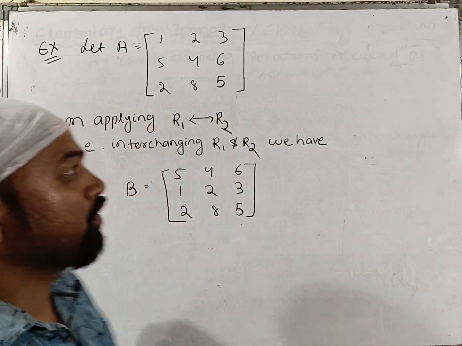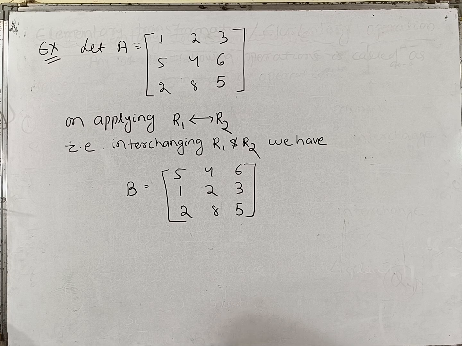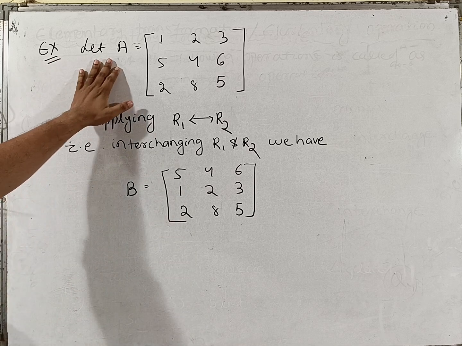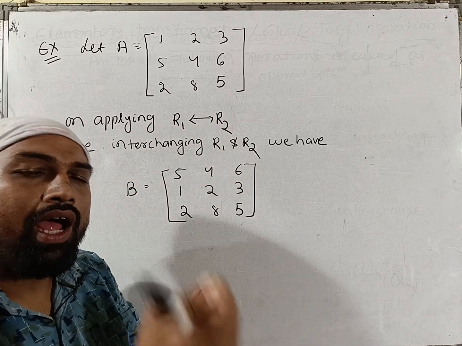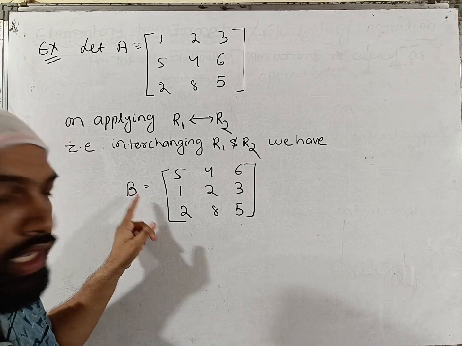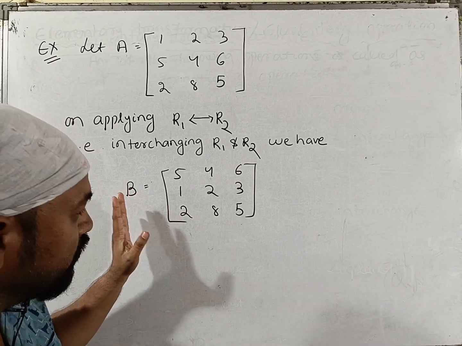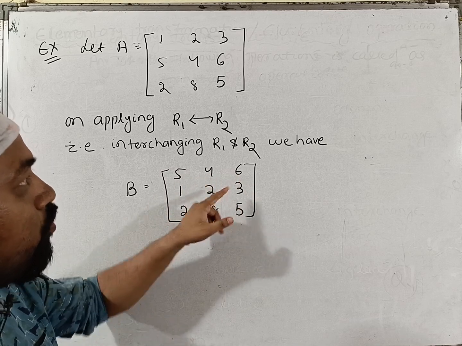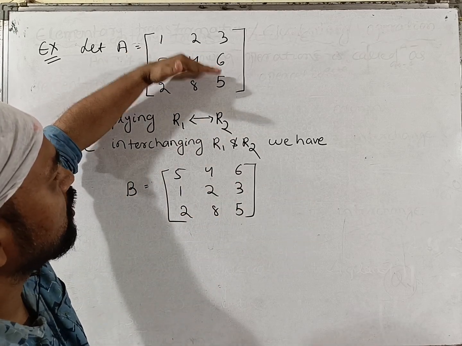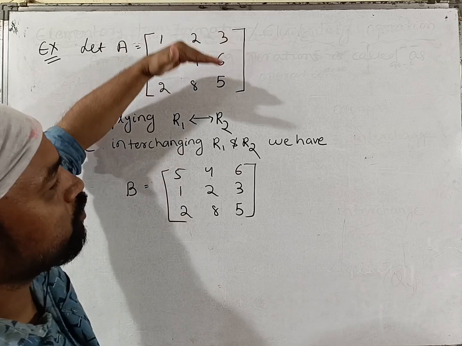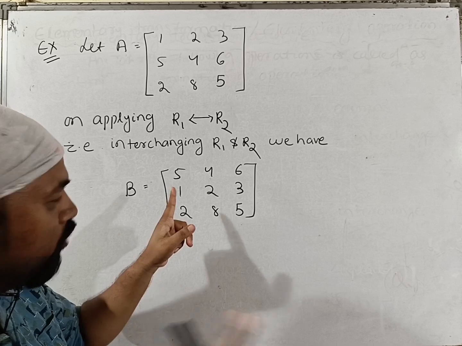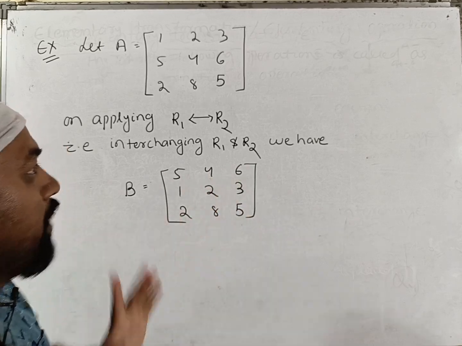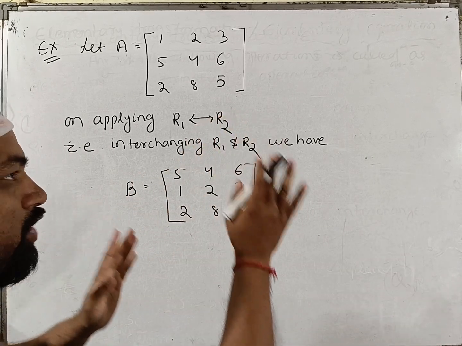So here is the example based upon the first operation of the elementary transformation method. It is given that matrix A is 1, 2, 3, 5, 4, 6, 2, 8, 5. On applying R1 interchanged with R2, that means interchanging row 1 and row 2, we get a new matrix, which is taken as B. That is 5, 4, 6, 1, 2, 3, because row 2 got replaced to the position of row 1 and row 1 got replaced to the position of row 2. So the new matrix B will be 5, 4, 6, 1, 2, 3, 2, 8, 5. And this is the example of interchange of rows.